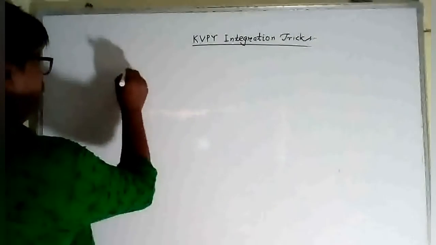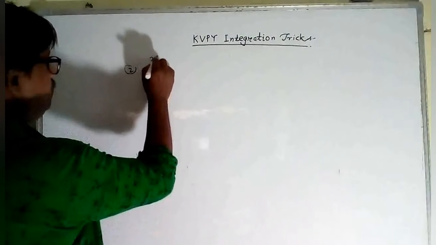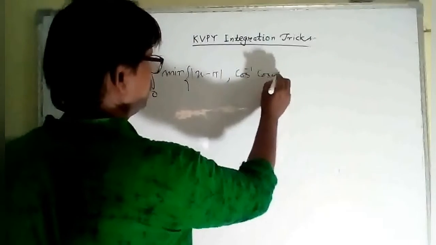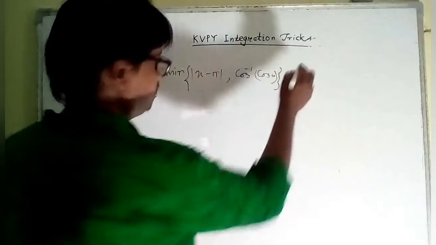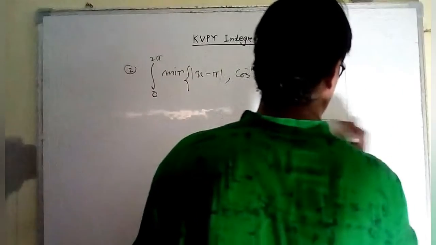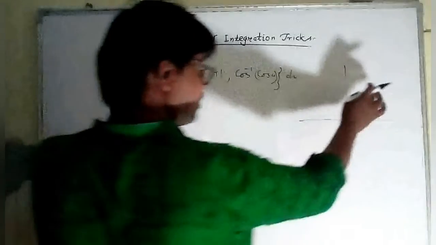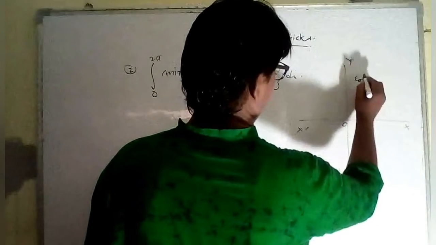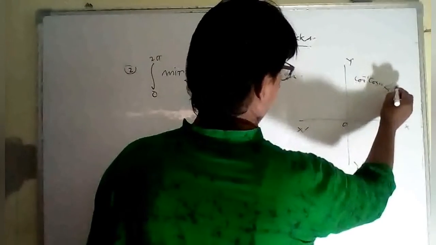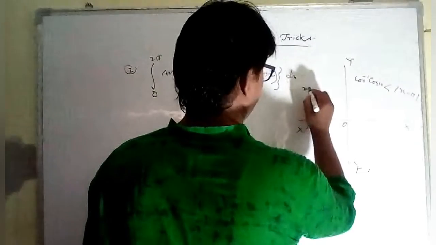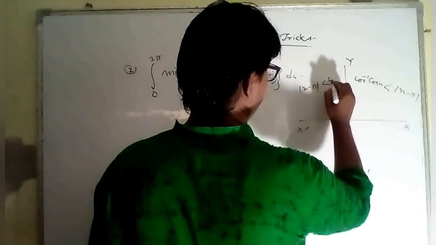Now, next question. Question number 2: the integral from 0 to 2 pi of the minimum of |x minus pi| and cos inverse cos x dx. How will you solve this? 0 to 2 pi. In the first quadrant, cos inverse cos x is less than |x minus pi|, because pi is less than 90 degrees. In the second quadrant, |x minus pi| is less than cos inverse cos x.